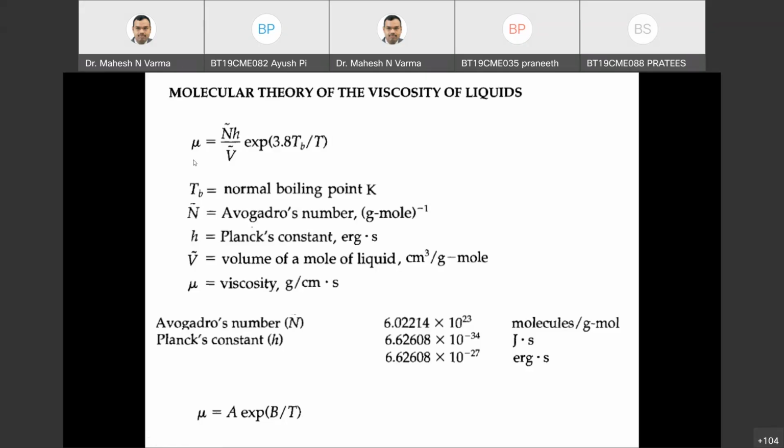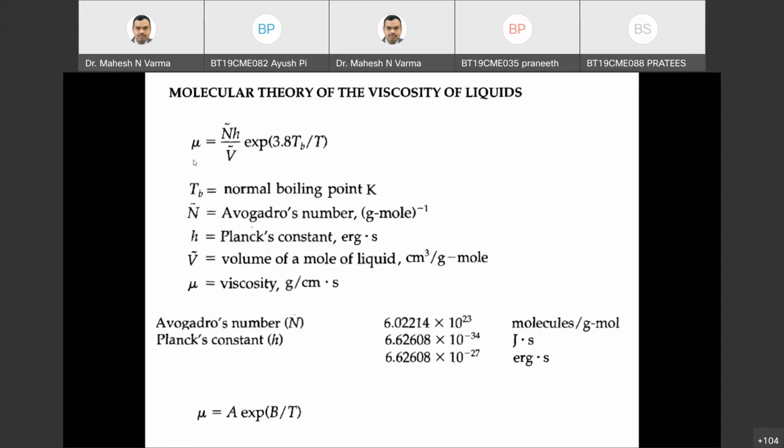There is nothing to do with boiling point and viscosity of liquid. Still, they got a good correlation, this given correlation. So where Avogadro's number and Planck's constant are used, they try to fit this viscosity at different temperatures. They got a good fit, and this is the equation we can use for estimation of viscosity of liquid.